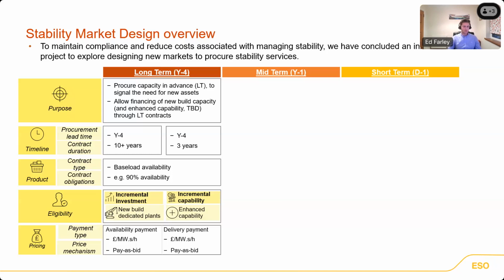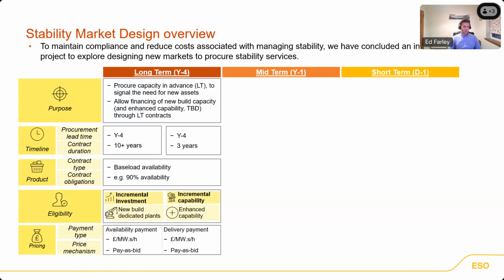But it also offers a route for existing capability to try and provide retrofit capability. So if it is cheaper to reinforce a current asset than building a new asset, we want to try and compete those services together. Hence, we're minded to offer a shorter contract duration, still with the year-4 lead time.